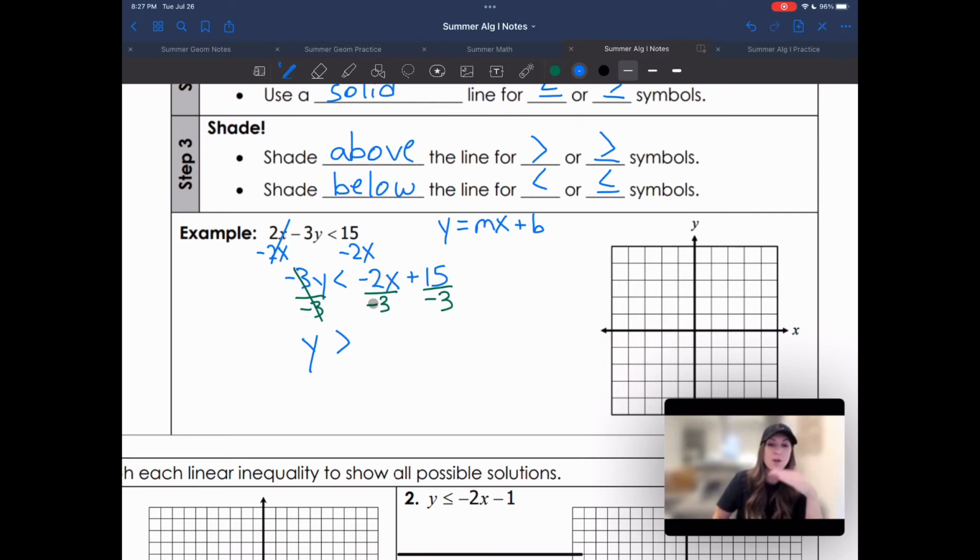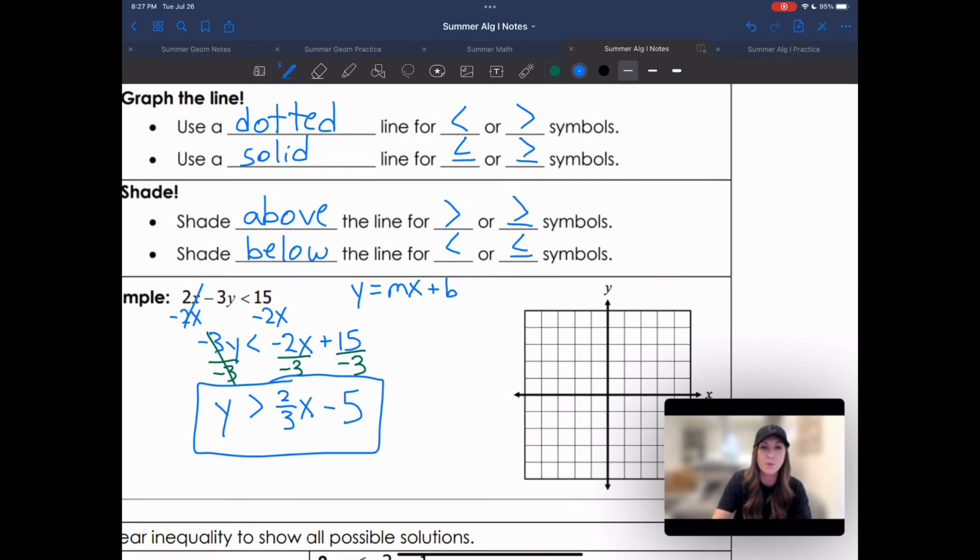Simplifying negative 2x over negative 3. Well, negative divided by a negative becomes a positive, so we can make this positive 2/3 x. So you just pull your x out to the side. And if you don't remember how to do this, go rewatch the previous video because we talk about it in the last lesson. And then 15 divided by negative 3, that's going to be a negative 5. Okay, we have it in slope-intercept form. That was all of step number 1.